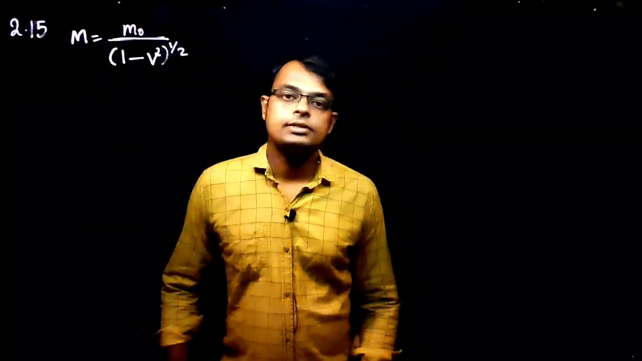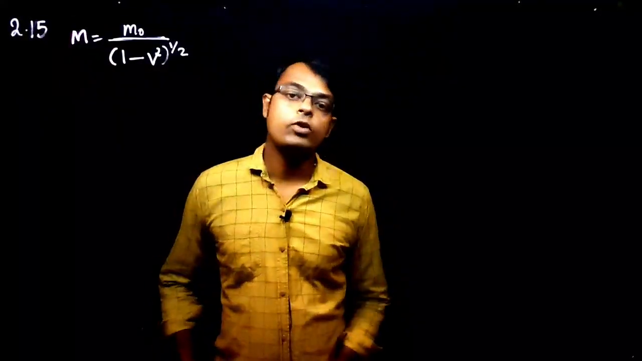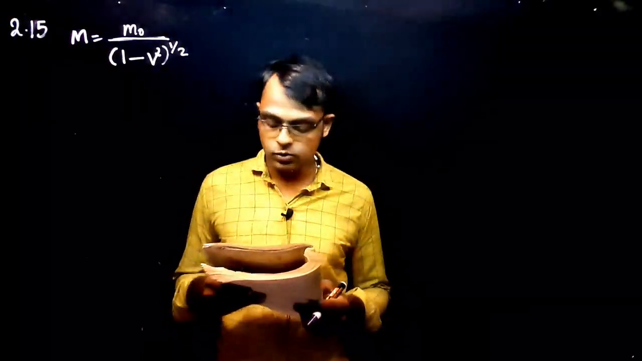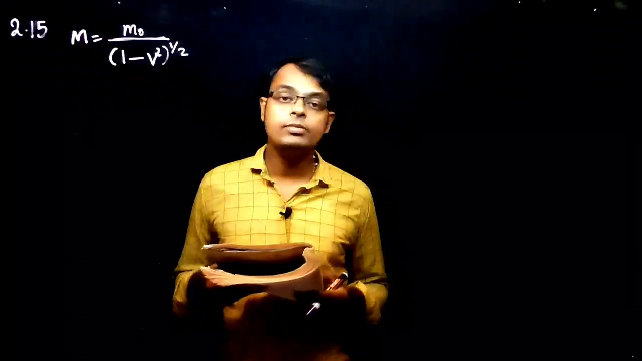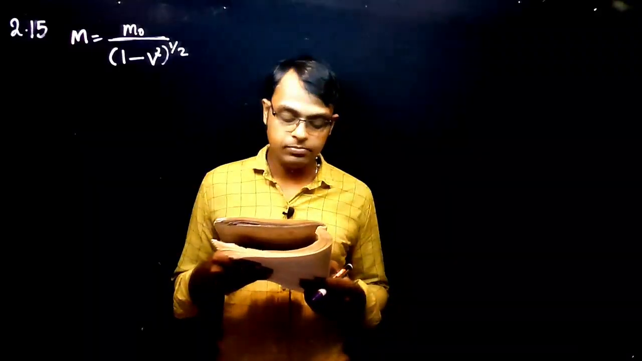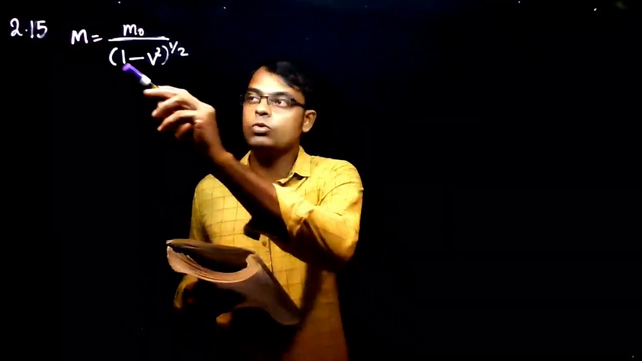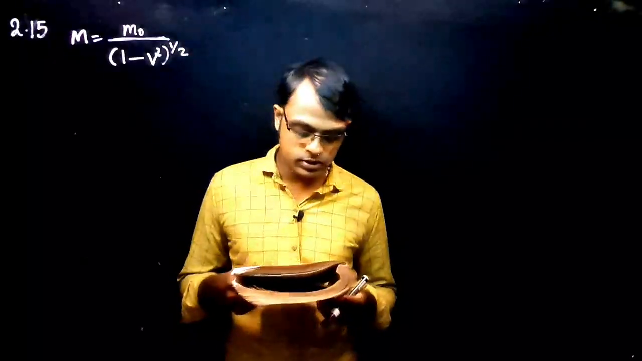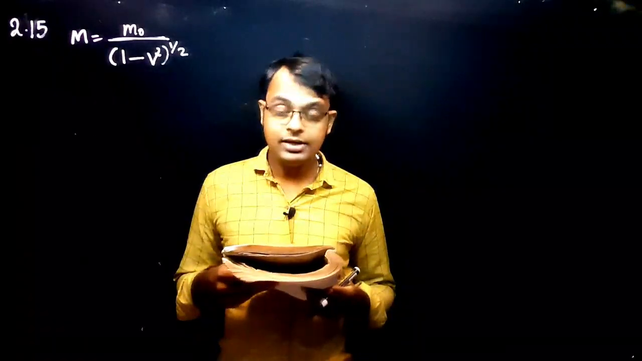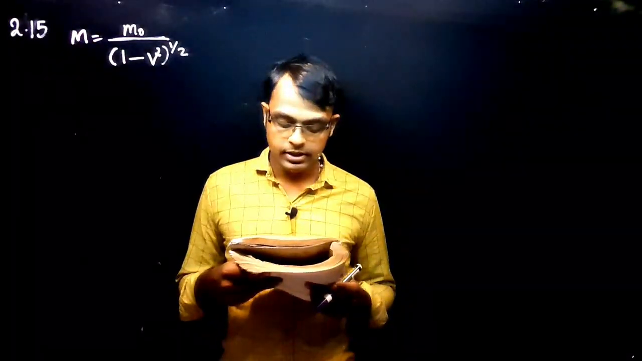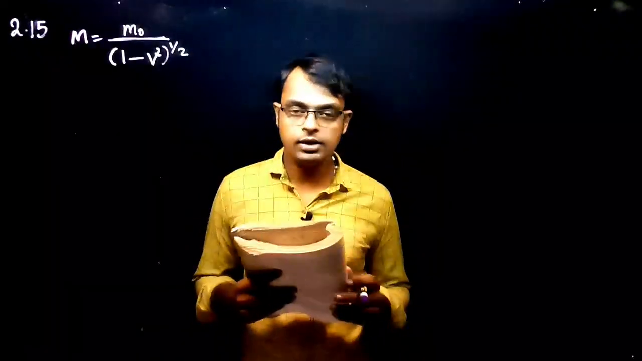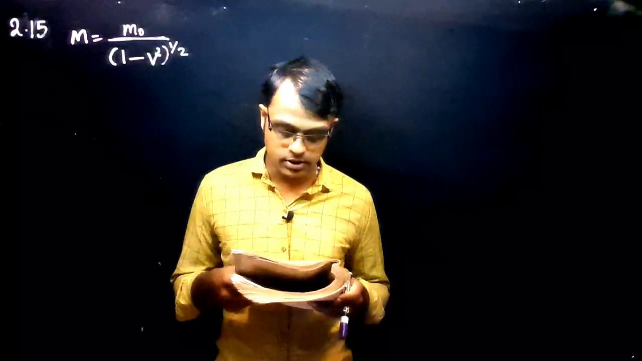Now let's discuss the exercise question 2.15. So you can refer to your NCERT physics book. So let me read this question for you. A famous relation in physics relates moving mass m to the rest mass m0. So this is the moving mass m and m0 is the rest mass of a particle in terms of its speed v and the speed of light c. So v is the speed of that particle and c is the speed of light, that is given in the question.